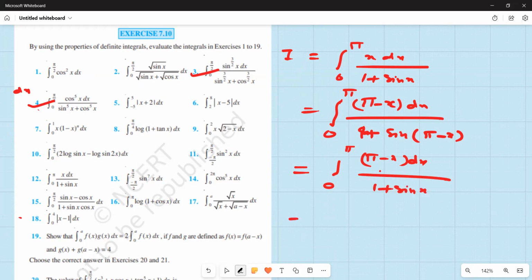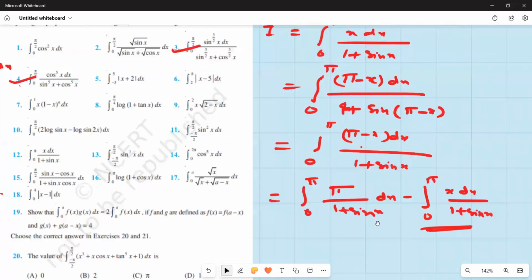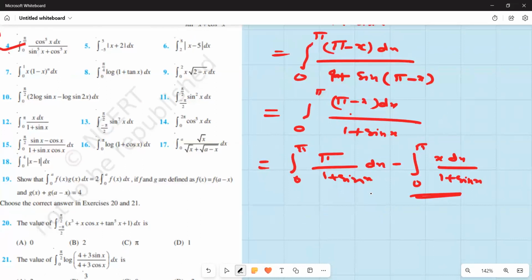So can I separate this? This will be the integral from 0 to pi of pi upon 1 plus sin x dx. Numerator I am separating: the integral from 0 to pi, minus is taken out, of x dx upon 1 plus sin x. So isn't it the given question? So if I transpose it to the left, what will I get? I plus I, 2I, that is equal to the integral from 0 to pi, pi will come out, dx upon 1 plus sin x.